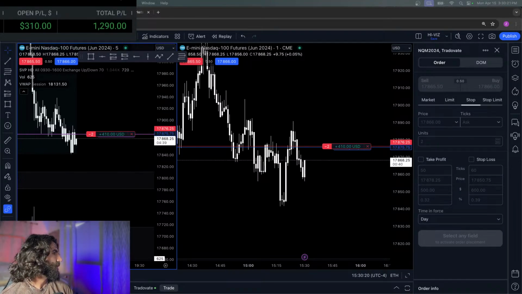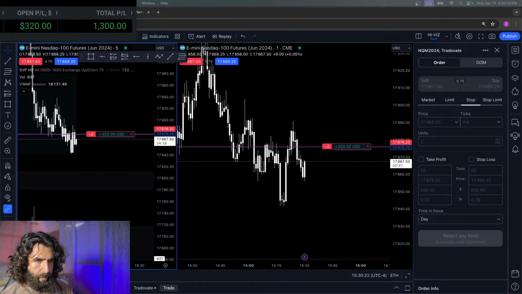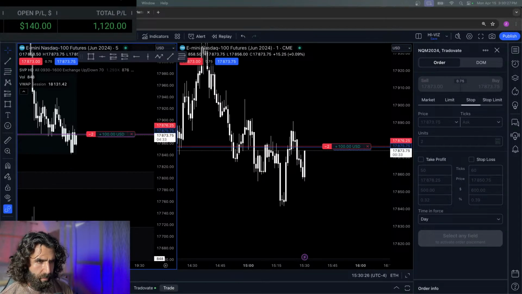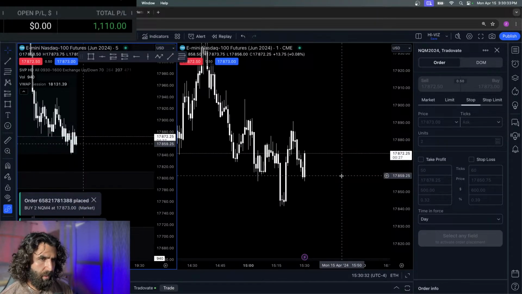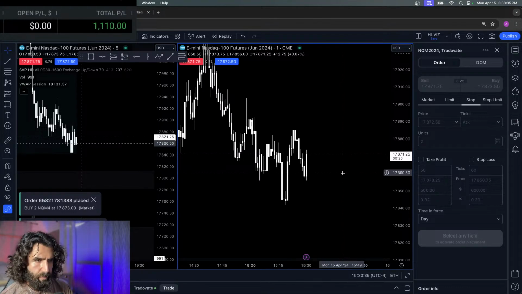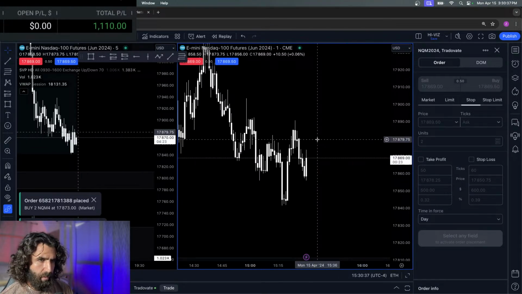Think it might go check those highs again. Yeah, it very well might. Here comes the stop out of break even. Order filled. I'm out right there without having to push through. Let's go see if we get back right around break even. Let's see what we get from here.